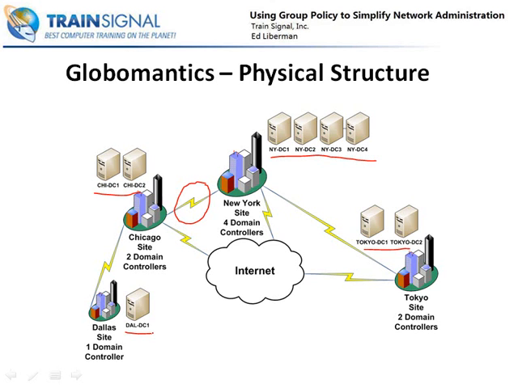I mean, the reality here is that globalmantics.com is in the New York site only. We have asia.globalmantics.com, which is in the Tokyo site only. And then we have na.globalmantics.com, which happens to be in both Chicago and Dallas. Okay, so it does all eventually come together, but for right now, let's just keep it separate. We know what our domains, trees, and forests are, and now we know what our domain controllers and sites are.